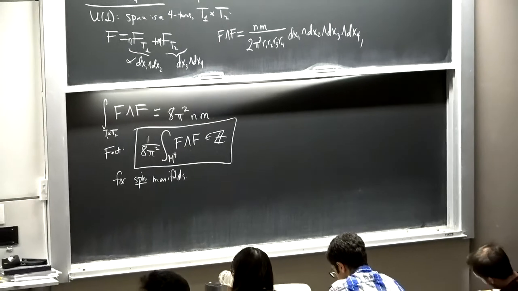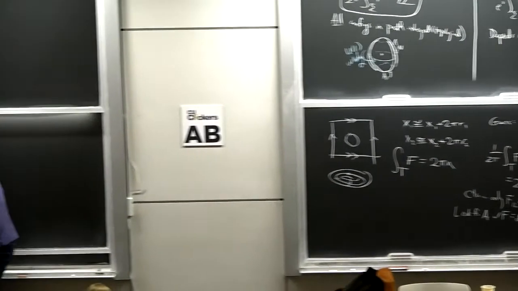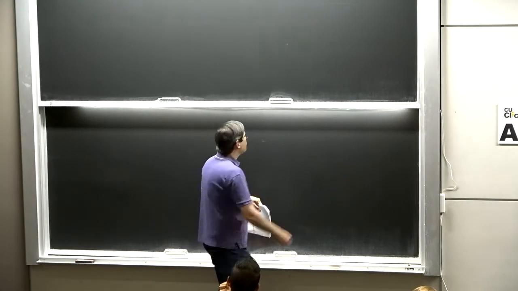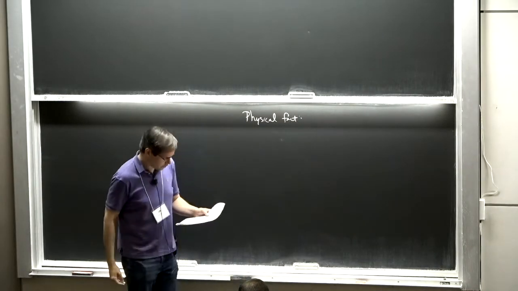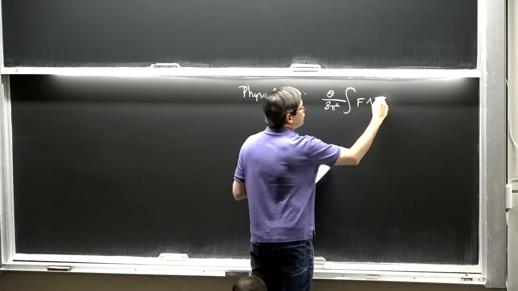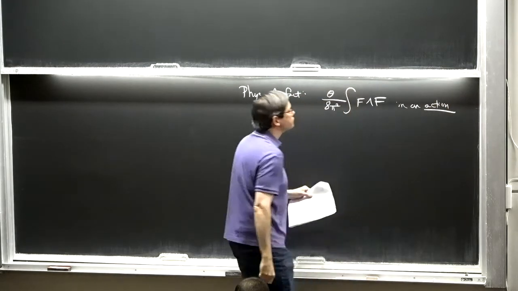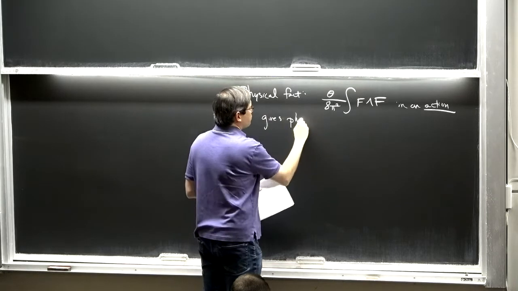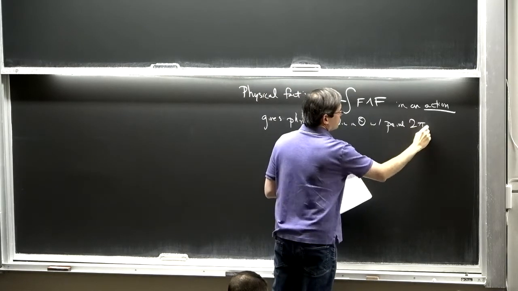Before I get to non-abelian gauge fields, let me say something about physics here. Okay, so I've given you a mathematical fact. So let's talk about physics. There's a physical fact that's related to this. One of these is that if I add a term like this to my action, the physics will be periodic in theta, with period 2 pi.